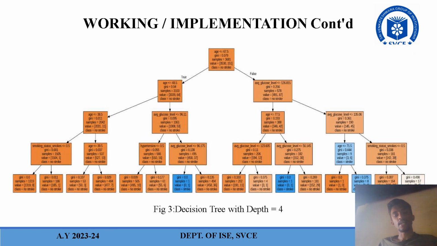So you can see the decision tree with the depth 4. This is one small image of this decision tree with the depth 4.